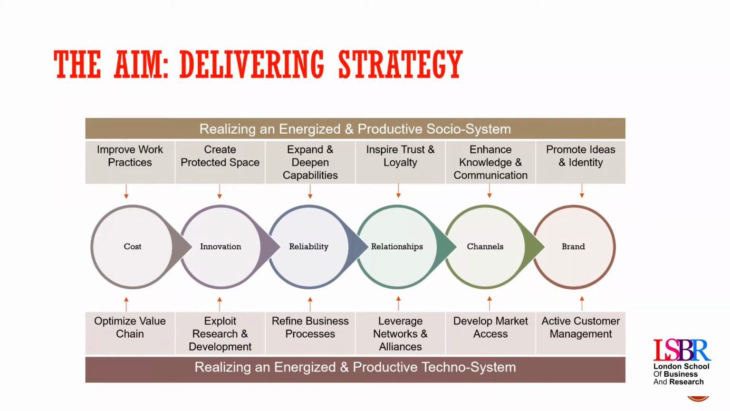Okay, so that's all about the technocratic system. We then have what we call the sociosystemic system, and we talked about this as well. How does that work? Well, it's all about improving work practices. It's all about making sure that people know what they're doing, they're trained, they're equipped, they're skilled, just giving them the necessary resources to do their job. So it's all about improving their work practice. It's about creating protected space.